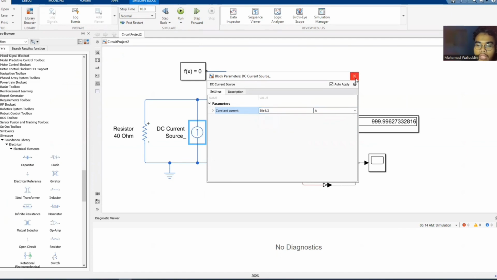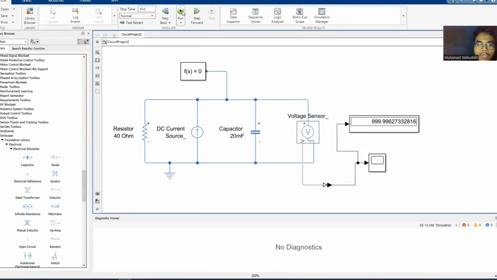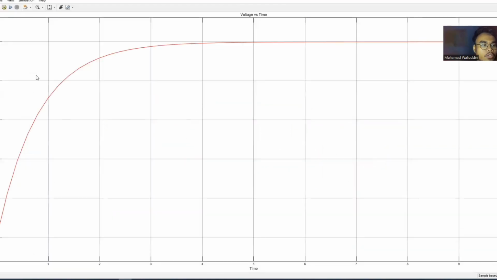ampere. So I will run. So the value of V out from the simulation is 999.9627. So this is also similar to our manual calculation for V out, where we got 10,000 for V out. Then this is the graph for the second one.